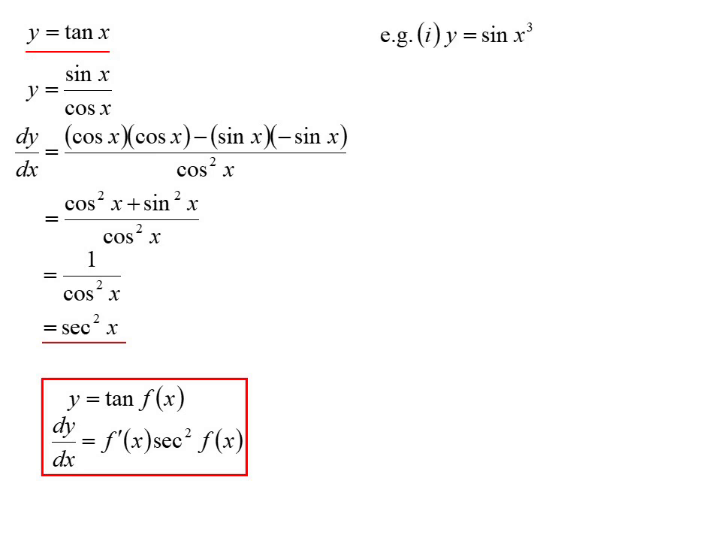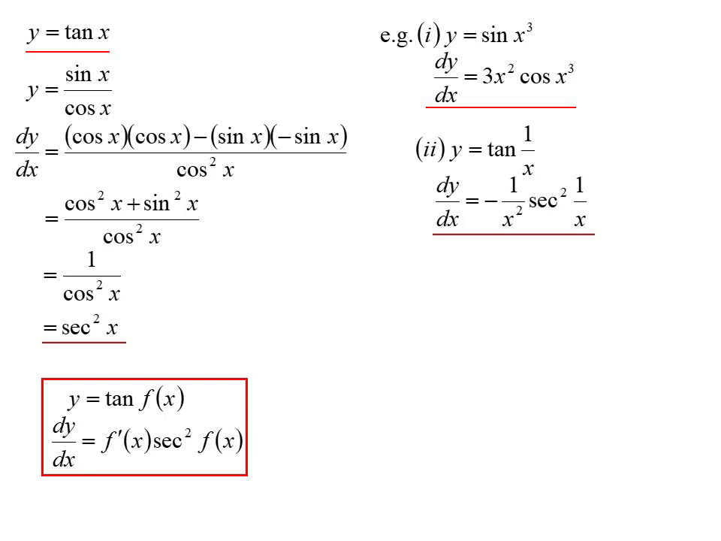Okay. So differentiate sine x cubed. X cube's the angle, 3x squared cos x cubed. Okay, sine goes to cos, the angle doesn't change. Tan of 1 over x. Differentiate the angle. Differentiate 1 on x, I'll get -1 on x squared. Tan goes to sec squared, the angle doesn't change.